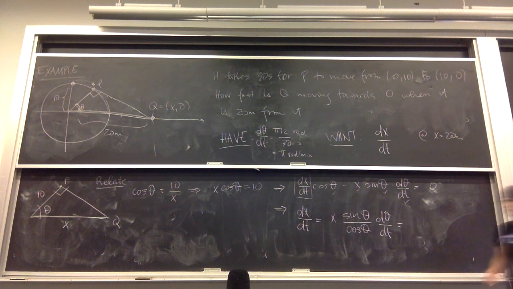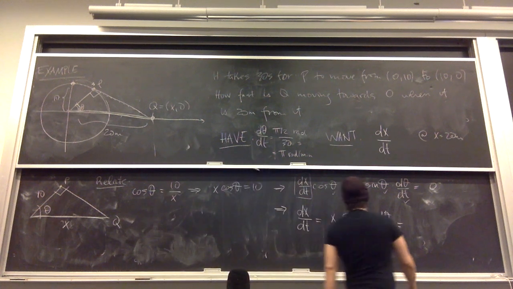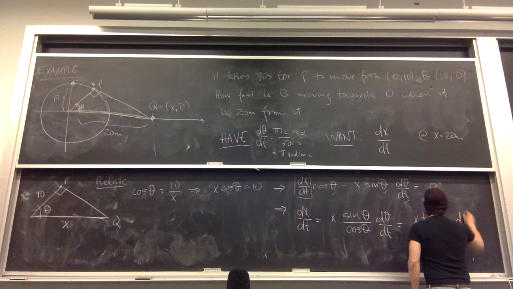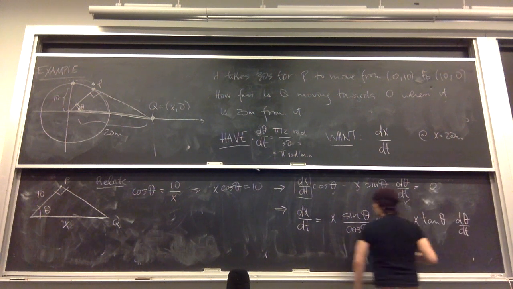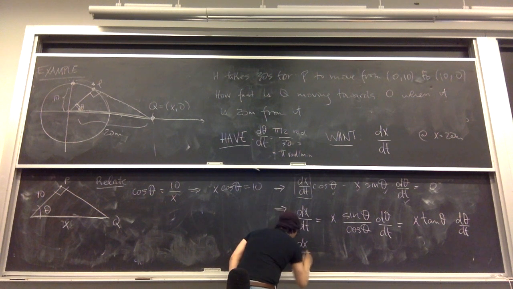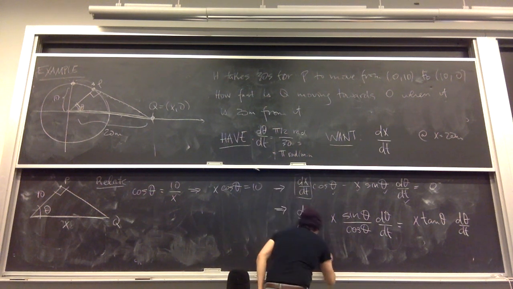Is it tan or cotan? I think it's tan. It's tan, yeah. Okay, so you get x tan theta dt. Which means what? Which means that dx dt, the thing that we're looking for, is equal to x 20.